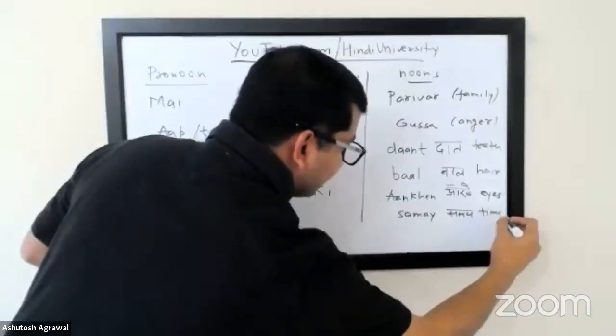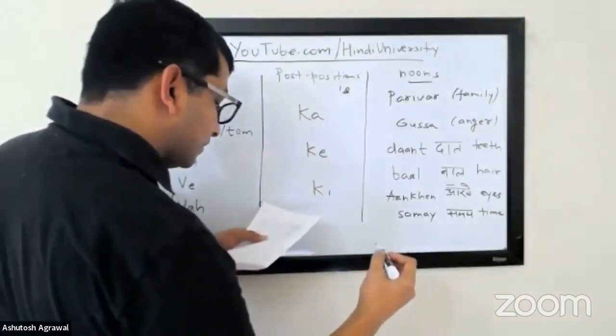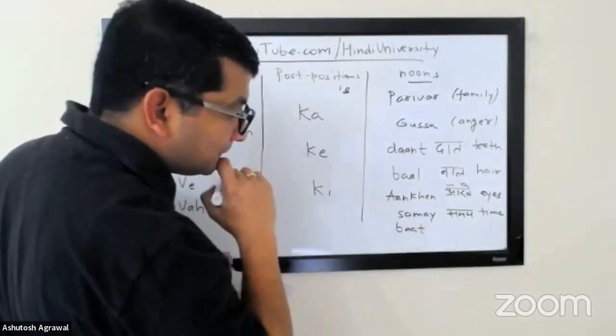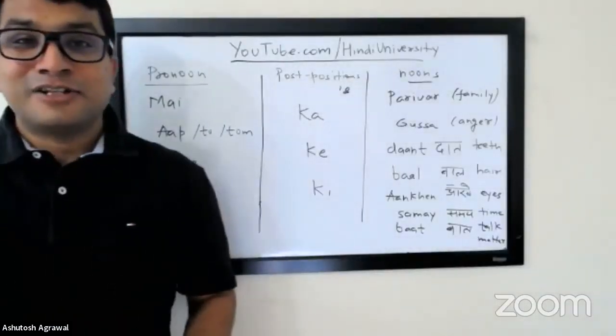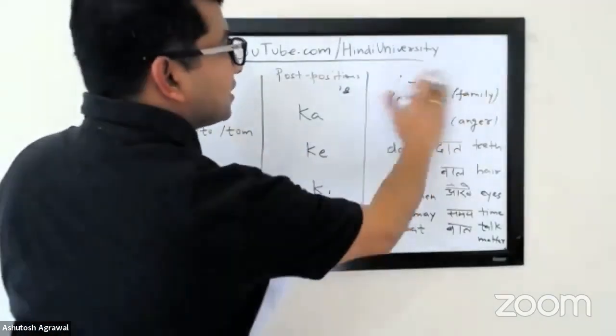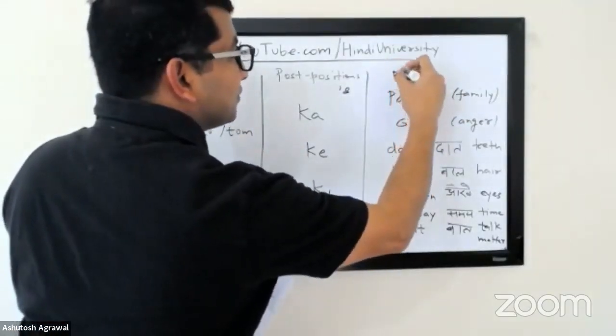Samay is time, and then I have some more. Baat. Bot is to talk or speak, right? Just talk. Baat. Talk or matter, anything. Like kya baat hai? What's the matter? Yeah, that's right. And then I have a simple one such as phone number, which is just phone number.